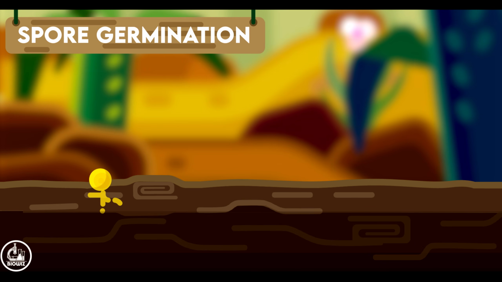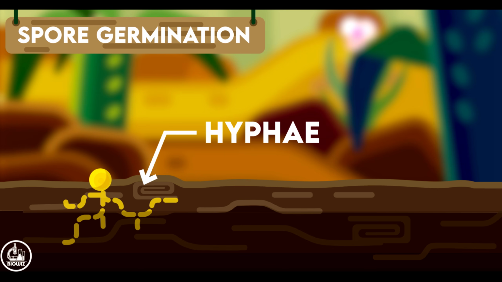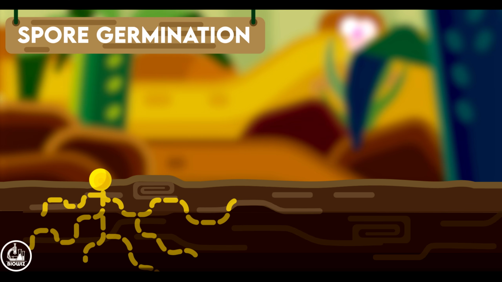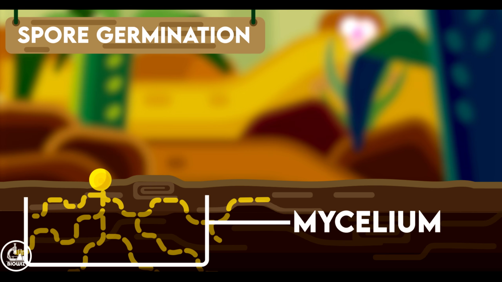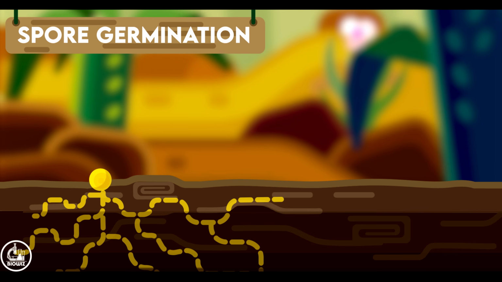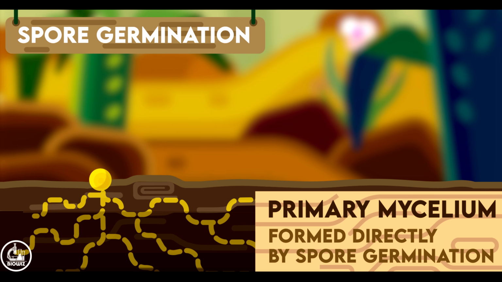A very thin, long and branched body starts to grow out from the spore. This body is called hyphae, and hyphae while growing form a crisscross network called mycelium. As this mycelium is formed directly by the germination of spore, it is called the primary mycelium of the fungi.